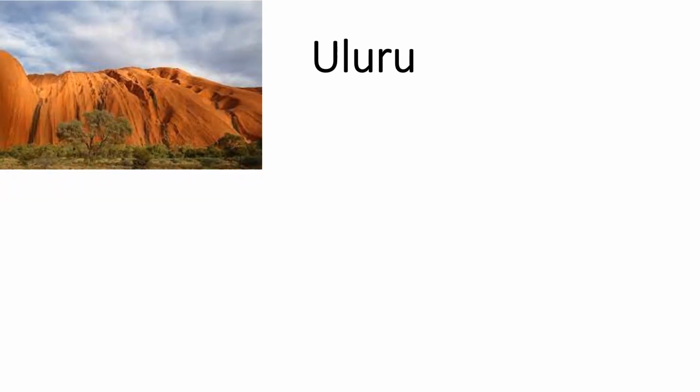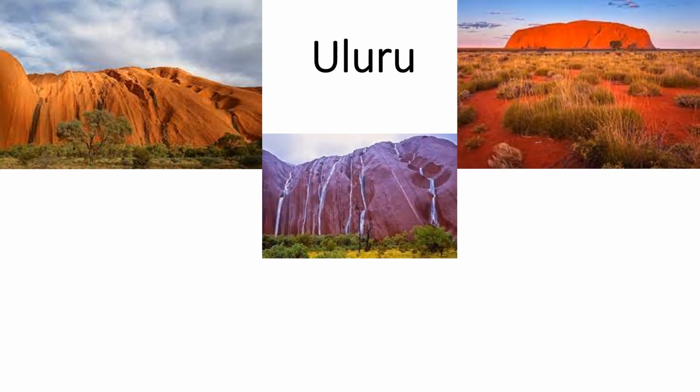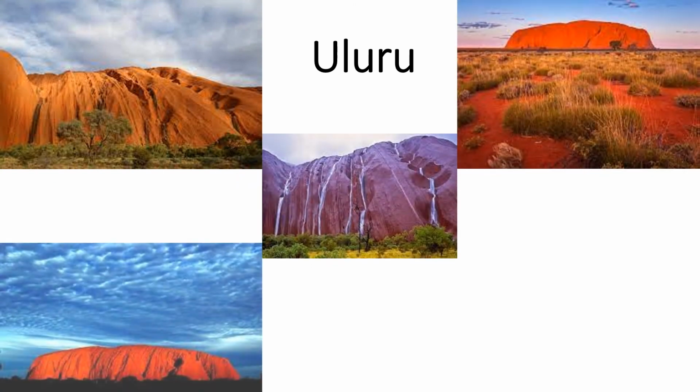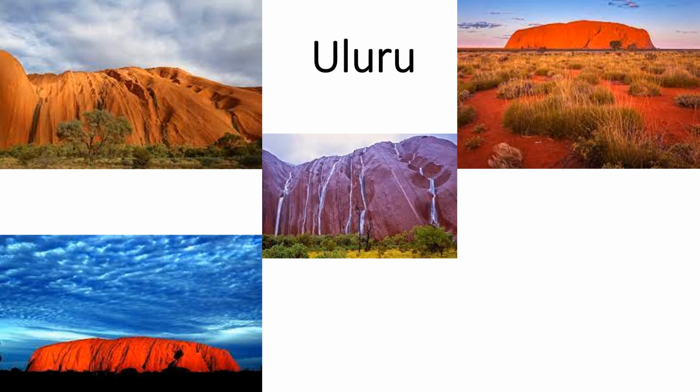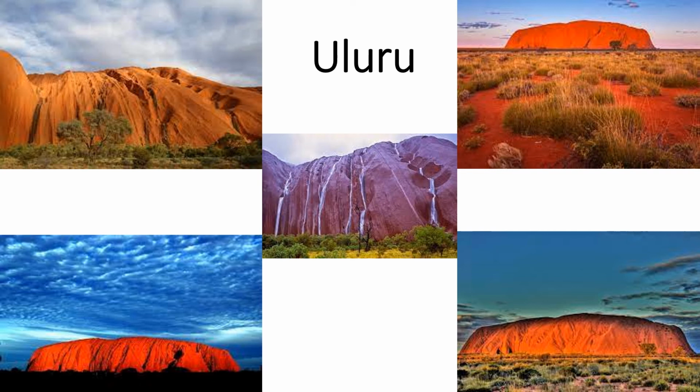Another is Uluru, the famous Uluru, which is found in Australia. So this is what we call Uluru. It's a rock, actually. It's a big rock. So where can we find Uluru? It's in Australia. Okay, class? So this is what we call Uluru.